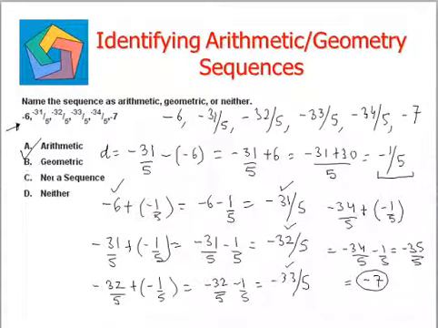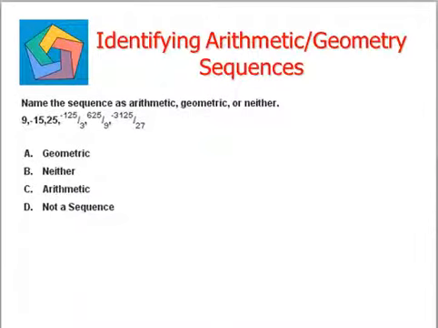Let's try the next question. Name the sequence as arithmetic, geometric, or neither. So here the sequence is given to us. Let's find out the common difference first. This is equal to negative 15 minus 9. This is equal to negative 24. So the first term is 9.